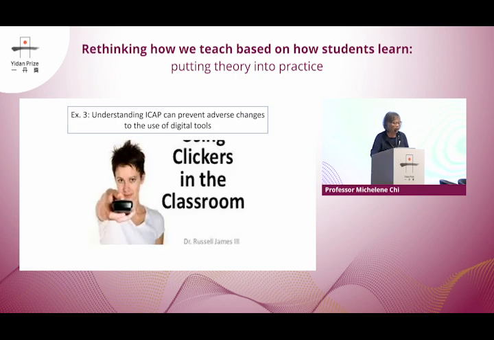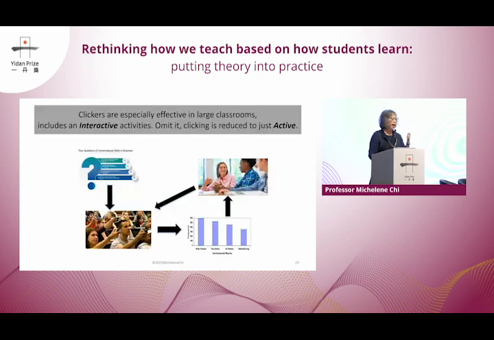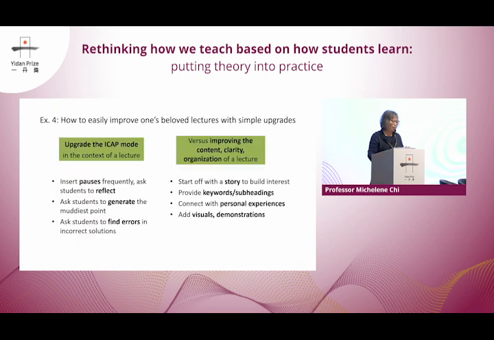And another example, the fourth example, is how, if you understand ICAP, you can avoid adverse changes to the use of digital tools. So clickers is a very popular digital tool that you all know about, and typically it has 5 steps that you go through, with one of the critical steps being the pairs talk to each other. But oftentimes faculty delete that pair, perhaps because they think it takes too much time. So basically they reduce it from an interactive activity to just an active one.